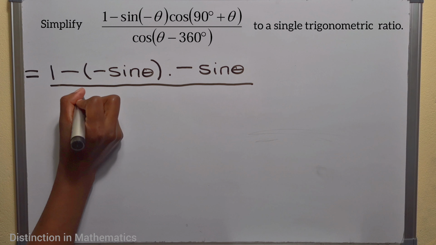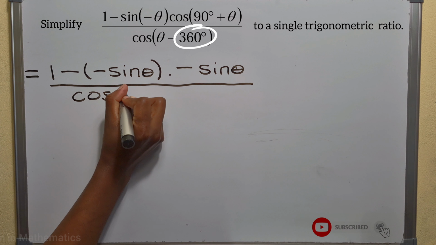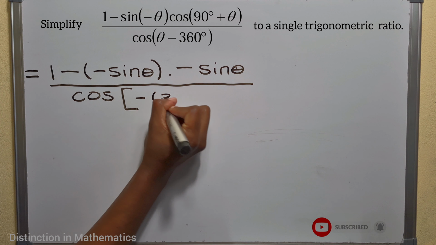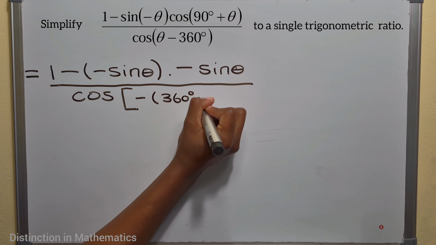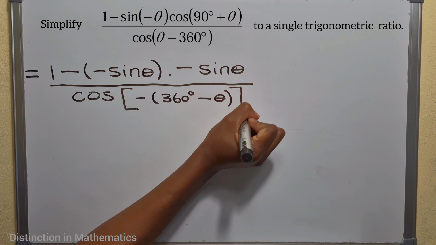On our denominator, we have cos of theta minus 360 degrees. So we're going to arrange whatever is in the bracket so that it starts with this angle. When we do that, we don't want to start with a negative, so we're going to take it outside of the brackets. And that is also going to change the sign on theta as well to a negative theta.